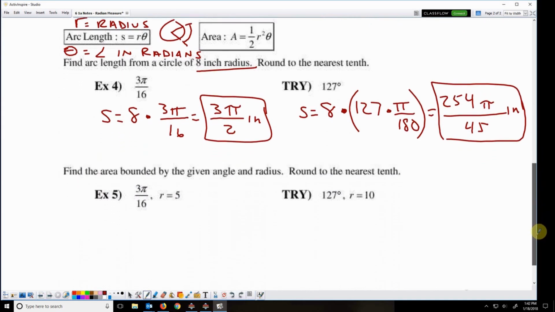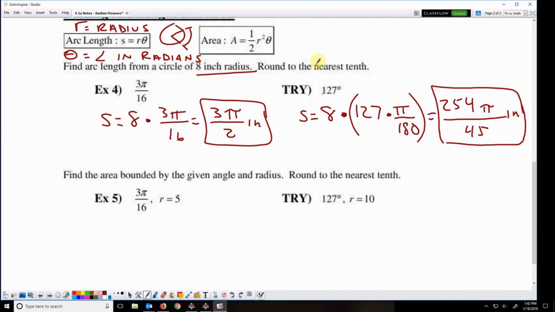And last, we are going to find an area of a sector. So again, a circle with 2 radii, and we're finding this area. 1/2 times the radius squared times theta. So the area is 1/2 times the radius squared, so that's 5 squared, times theta, which is 3 pi over 16.